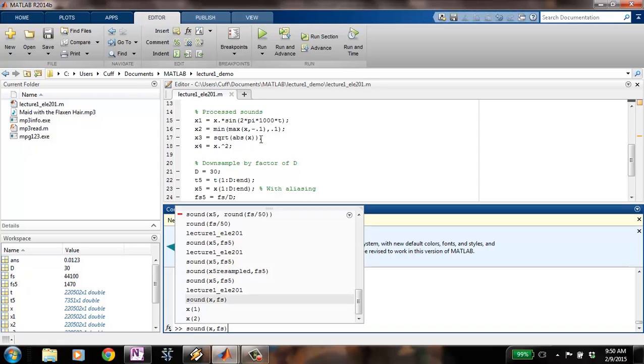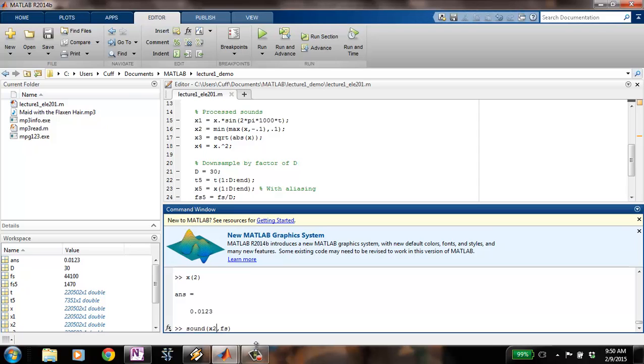Let's do X2. Sounds okay. I could clip it even more. Did anyone notice it sound different? Yeah. Okay. I could clip it down and make it really sound terrible.